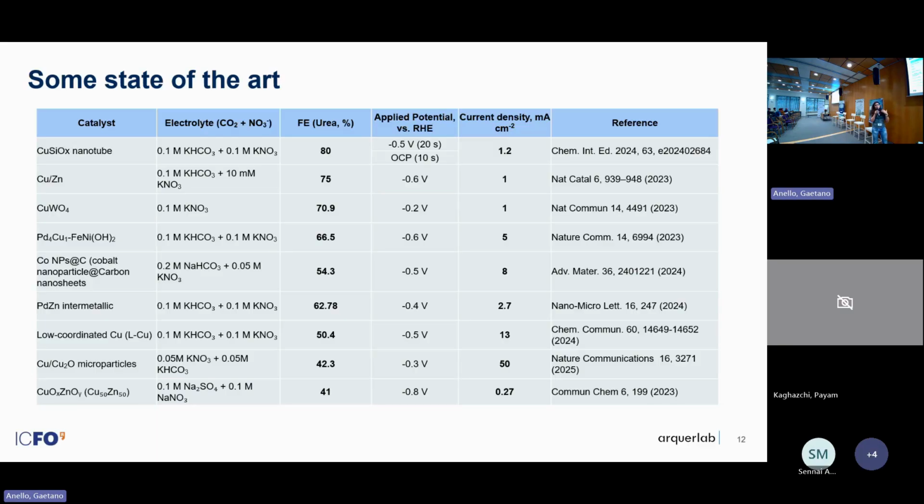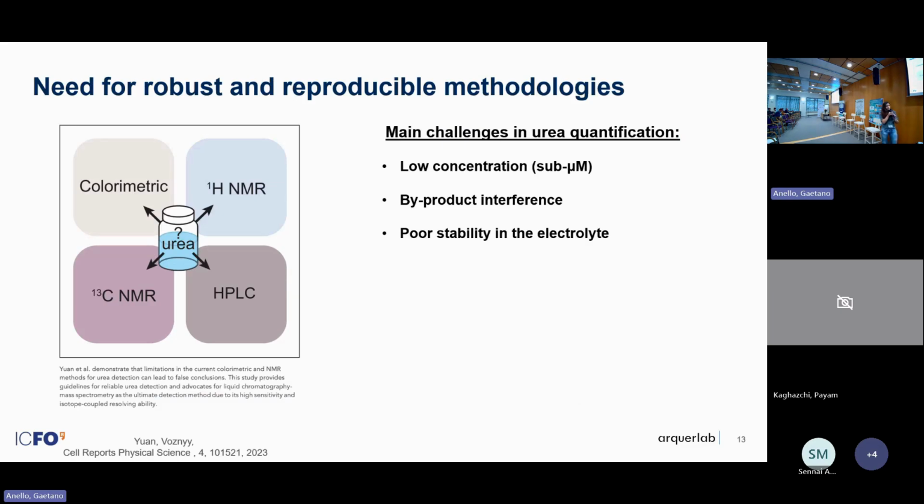Another point that I wanted to make here is that while most of the papers are focusing on high selectivity to urea, so high faradaic efficiency, they're still working at very, very low current densities, within 1 to 10 milliamps per square centimeter. This is very typical current densities now for this field, with a couple of exceptions. What does that mean? That basically means low current densities, means low yields, means very low concentrations. And this is something that we're dealing with right now in this field, to be able to detect urea at very low concentrations, which is sub-micromolar in some cases.